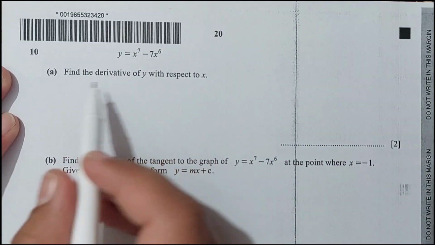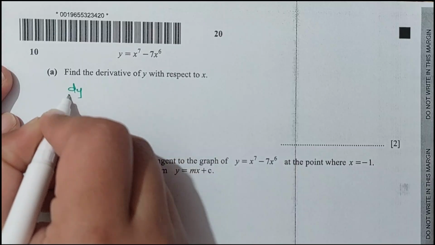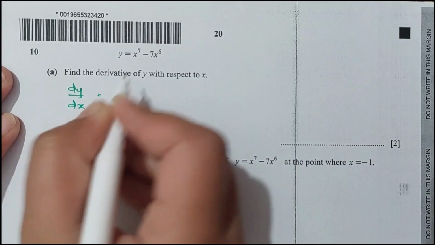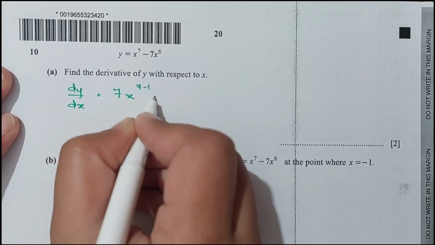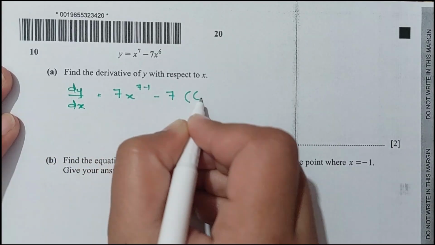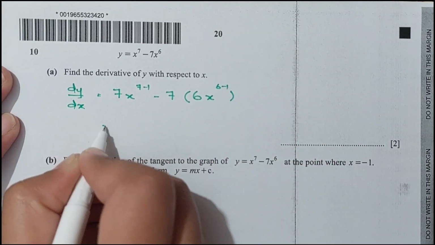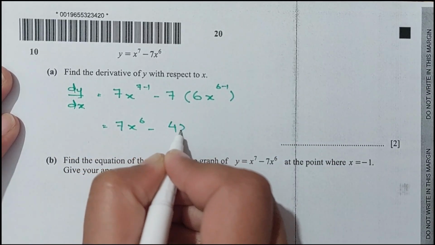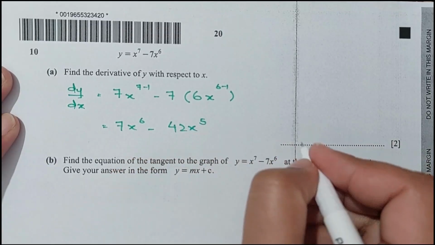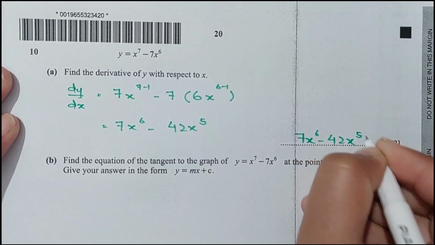Question number 10, part A, find the derivative of y with respect to x. dy over dx we have to find. 7 is the power, x to the power 7 minus 1. Minus 7 is outside, 6 is the power, now x to the power 6 minus 1. Power rule we are applying. 7x to the power 6 minus 7 times 6 is 42x to the power 5. That is the derivative: 7x^6 minus 42x^5.